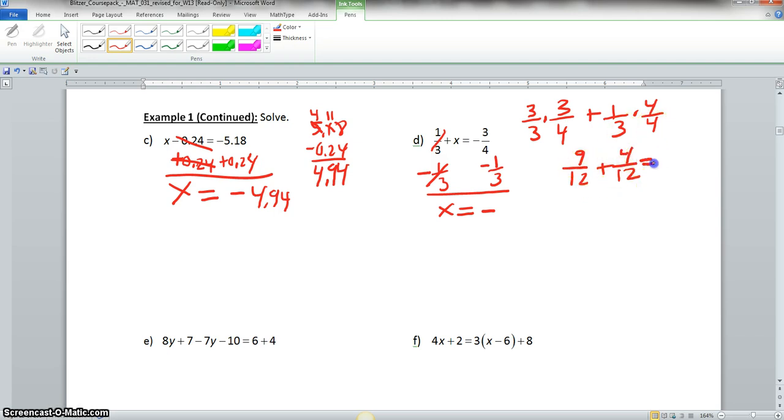Now we will add this. This would be 9 plus 4 is 13, and that's over 12. And we could leave this because this is simplified, and we were not asked to write this as a mixed number. So it'll be a negative 13 over 12. Okay, now we scroll down here to E.